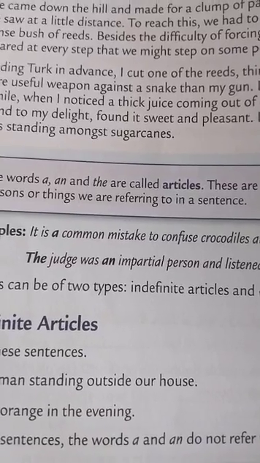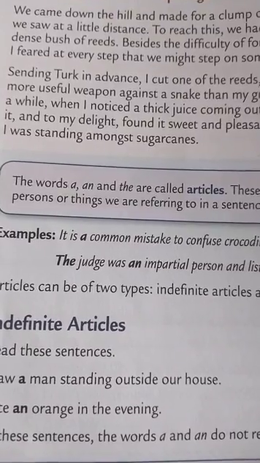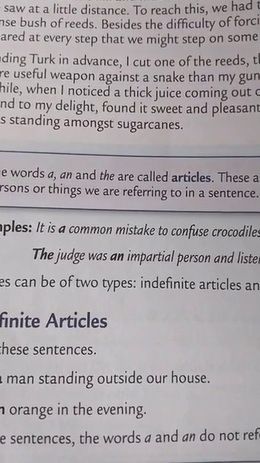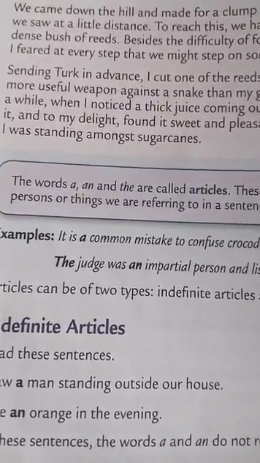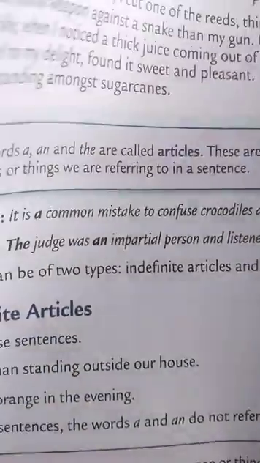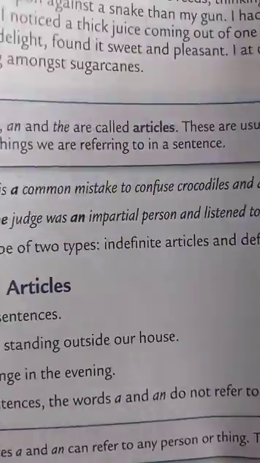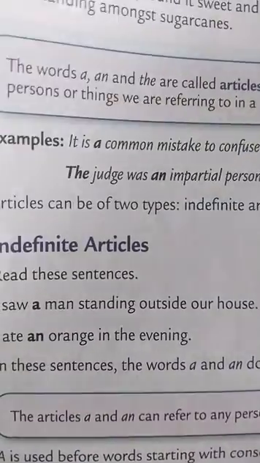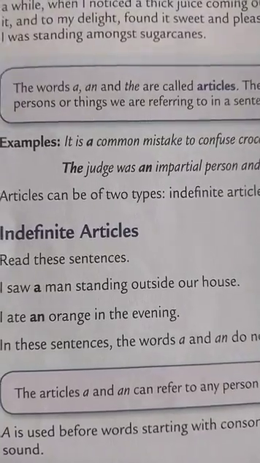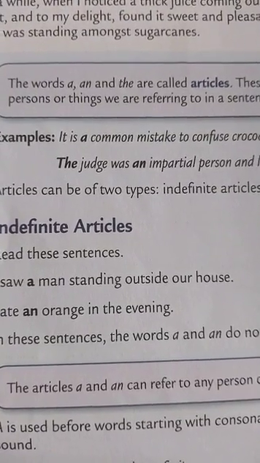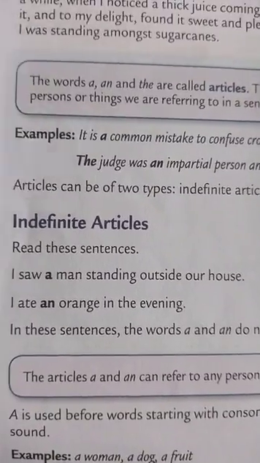And why do we place them? We place them to indicate the person or the thing we are referring to in a sentence. Okay, now children, there are two types of articles: indefinite articles and definite articles. So indefinite articles include a and an, and the definite article is the article the.